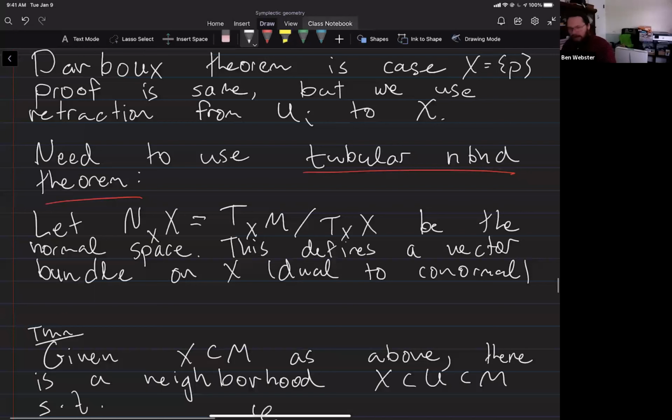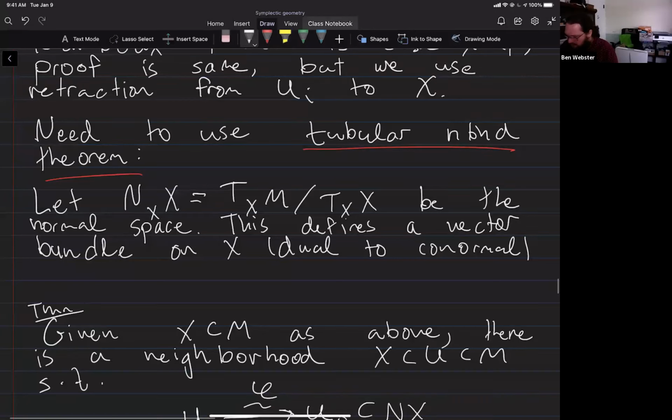But we have to be careful. The answer around a single point was a neighborhood of the origin in the tangent space. But now that we have a submanifold and we're looking at a neighborhood around that, you're going to have the submanifold and then the perpendicular directions. That's not going to look like the full tangent space. It's going to look like the tangent space of the ambient manifold minus the tangent space of the submanifold. And there's a name for this, which is the normal space.